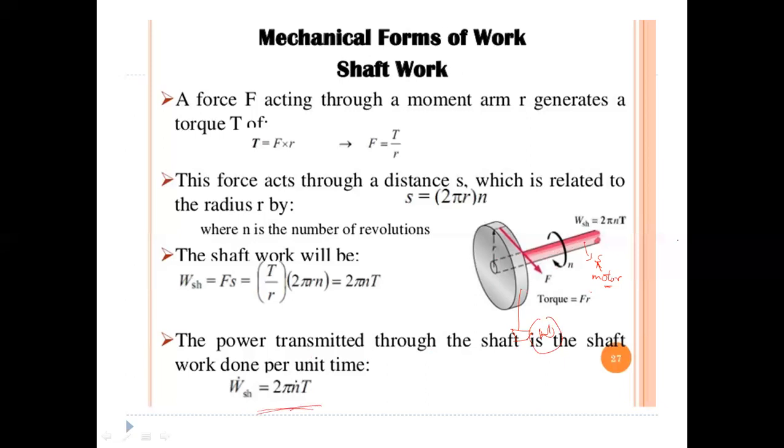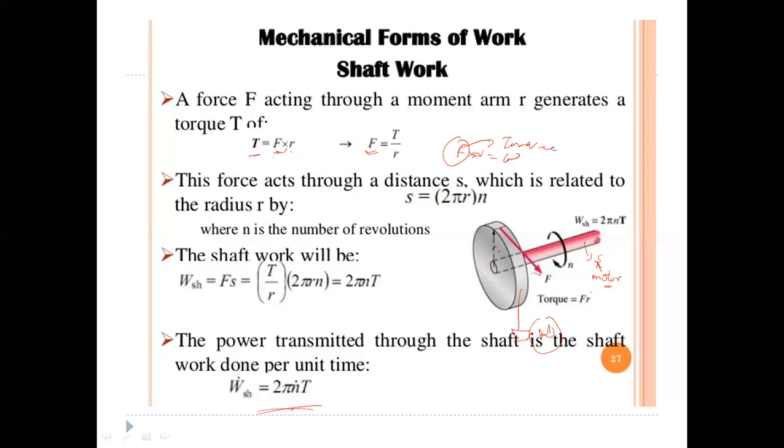Here, since a force F is acting, torque is developed. Torque is given by force into perpendicular radius. If you see, F is the force acting here and R is the perpendicular radius. So force into radius will give the torque. From this, force is given by torque divided by radius, F is equal to T divided by R. After finding out the force, force into distance will give the work done. So force we have calculated from torque.